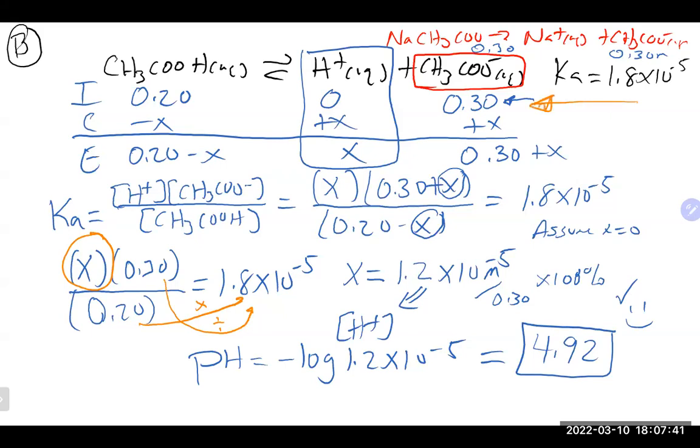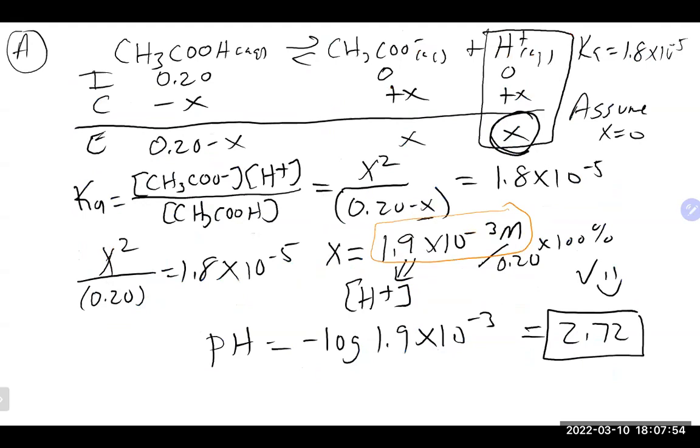And let's see if that happened. What that would mean is we should have more or less H plus at this point. We should have less. And that's what we see here. We ended up in this case with 1.2 times 10 to the minus 5 versus 1.9 times 10 to the minus 3.